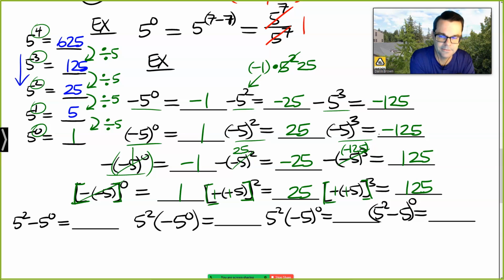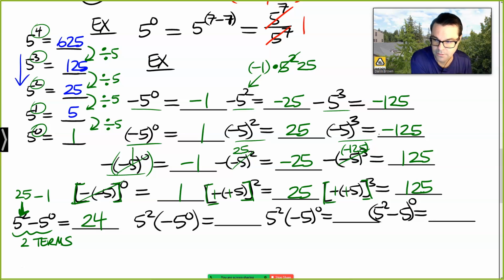Now we get to maybe some of the most confusing at the end because there's some terms. So it's a matter of identifying when something is a term versus a factor. So in 5 squared minus 5 to the 0, you have to identify that this is two terms that we're evaluating. There's 5 squared, which is 25, and then we're subtracting a second term, which is 5 to the 0, which is 1. So 5 squared subtract 5 to the 0 evaluates to 24.